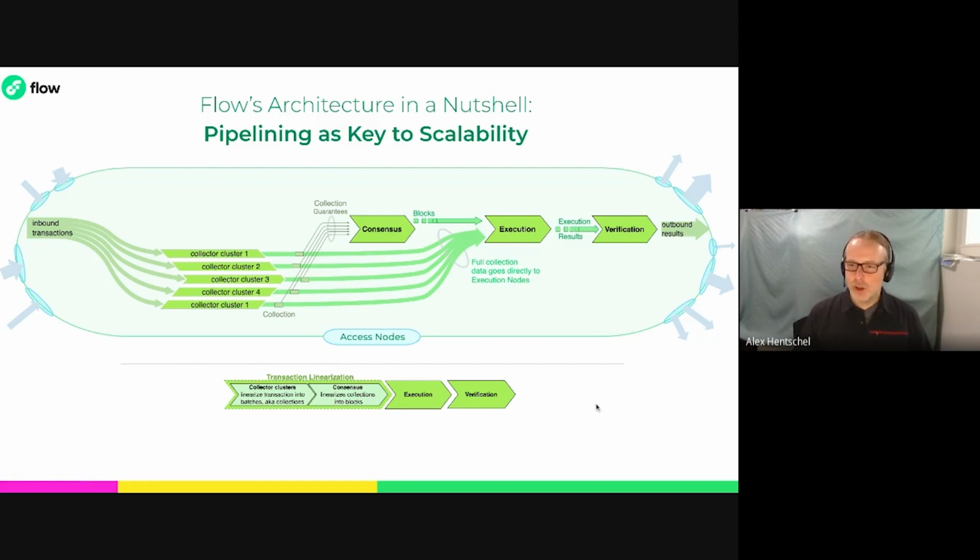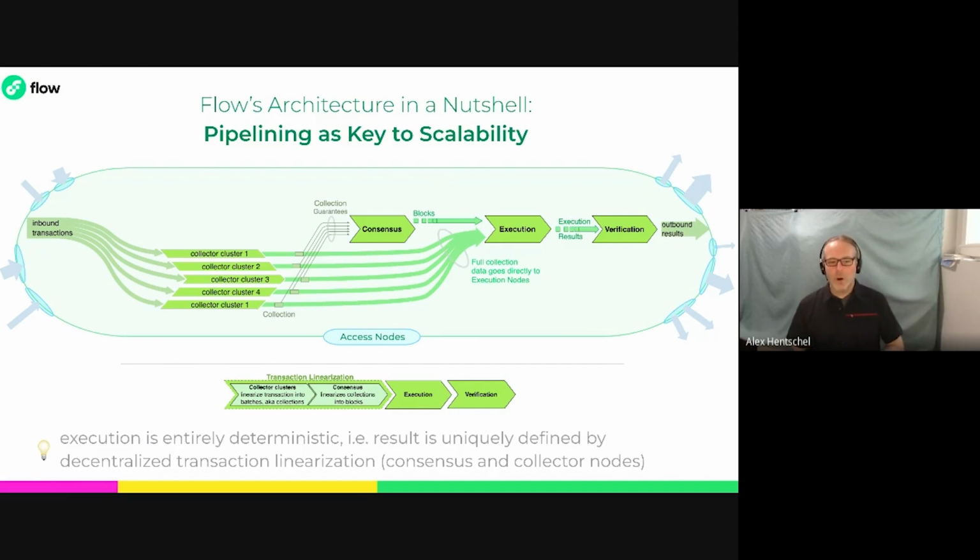There's a sort of higher level abstraction of this process I just talked through, shown here. The collector and consensus nodes together are the part of the pipeline which does the transaction linearization, which is nothing else than just a technical term for determining an order. Once that order of all the inbound transactions is determined, they're streamed to the execution nodes, and then the results are streamed to the verification nodes.